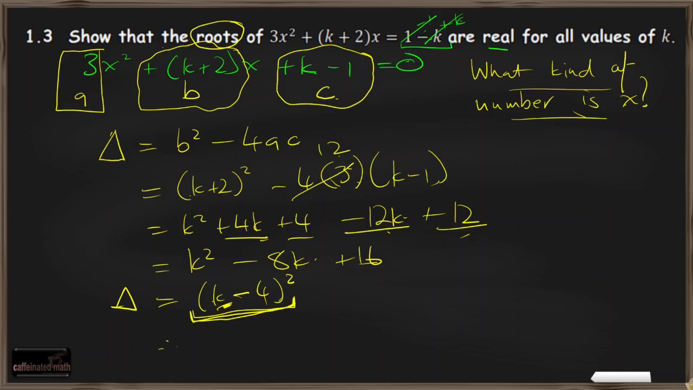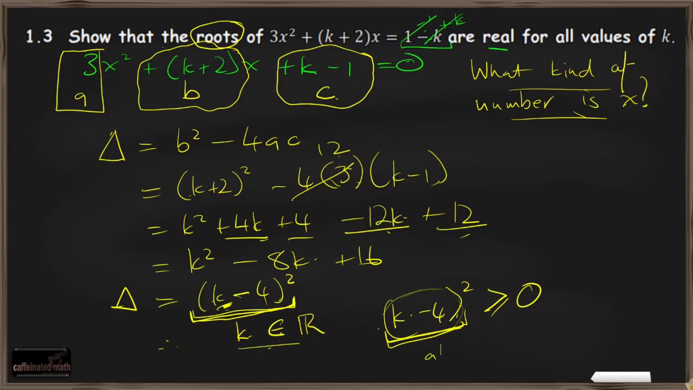Therefore the roots will always be real for k an element of the real values, because (k minus 4) all squared is always going to be greater than or equal to 0. So whatever real value is in here, that real value is going to get squared, so it's always going to be greater than or equal to 0, which is all you need for all roots to be real.